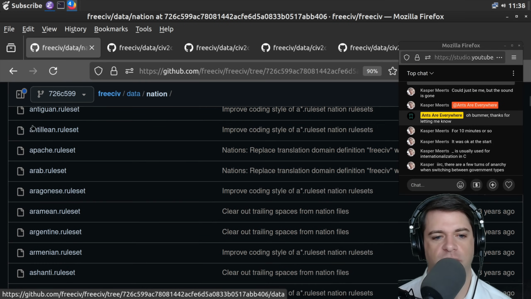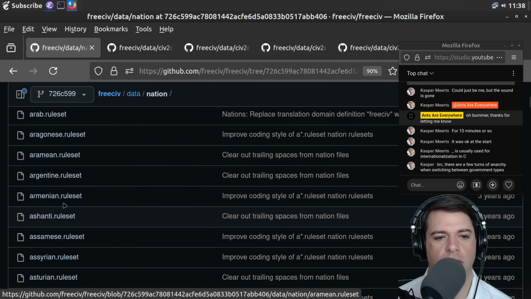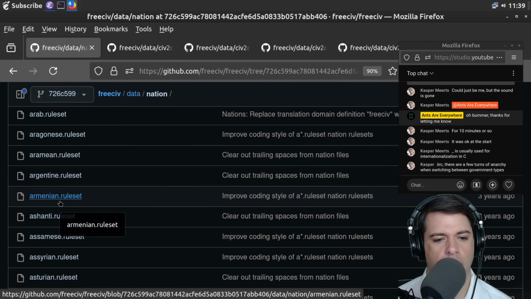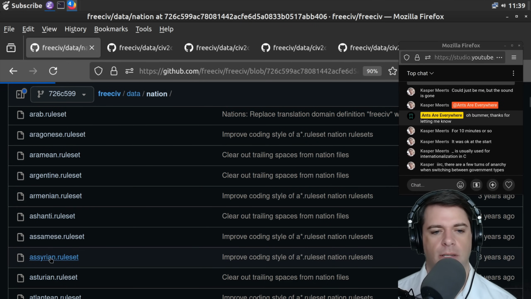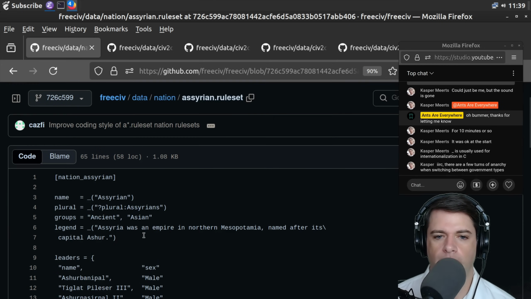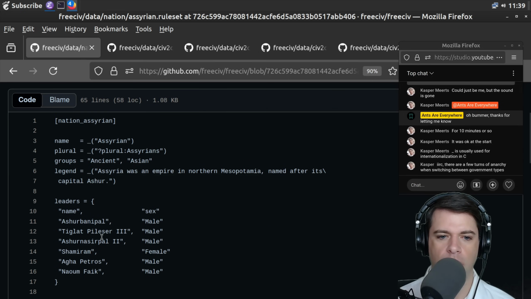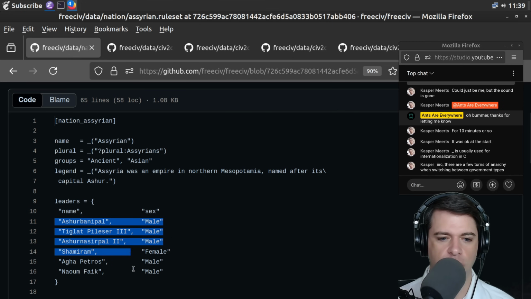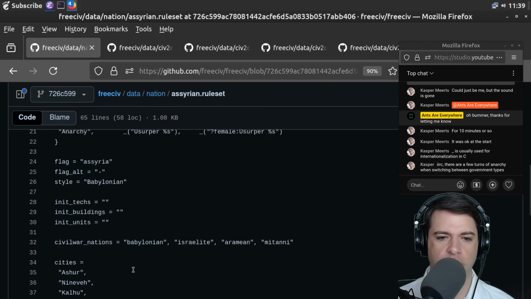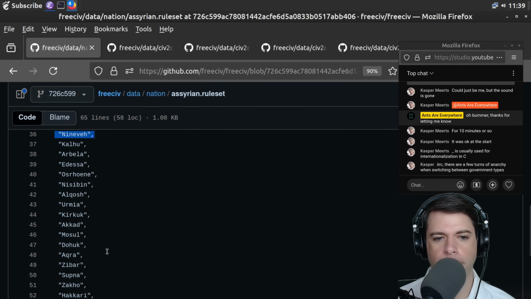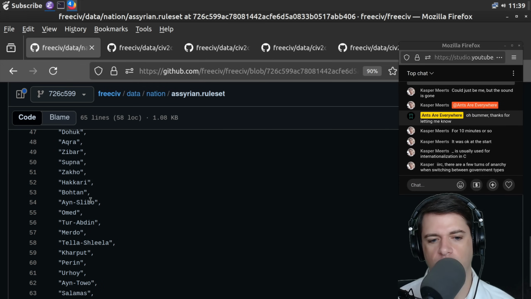Alaskan, these are different nations now. Aramean, Argentine, Armenian, Assyrian. Let's look at Assyrian. Assyria was an empire in northern Mesopotamia, named after its capital, Ashur. And then we have Ashurbanipal, Ashurbanipal II, and some people I can't pronounce. And some cities like Ashur, Nineveh, Uruk.